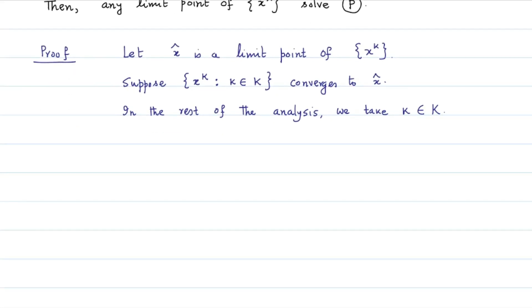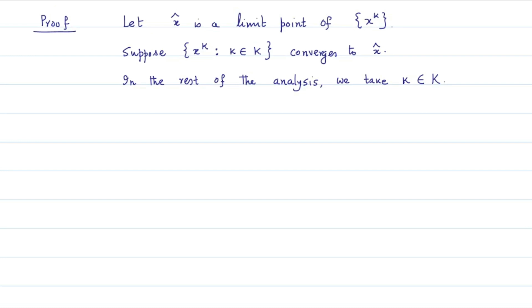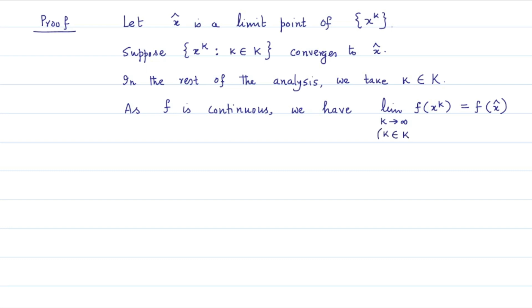Now we see that as the subsequence x_k for small k belonging to capital K is converging to x hat, and as the function f is assumed to be continuous, by the sequential criterion of continuity we have that the sequence f(x_k) converges to f(x hat). Here I am taking k belonging to capital K. I will write over and again this k belonging to capital K. I have already mentioned that in the rest of the analysis, for any small k, we mean small k belonging to the index set capital K for which this subsequence is converging to x hat. So due to the continuity of f, this line is true.